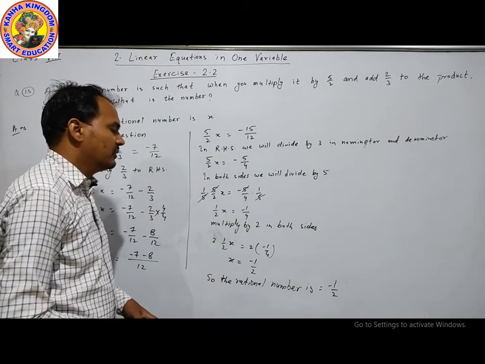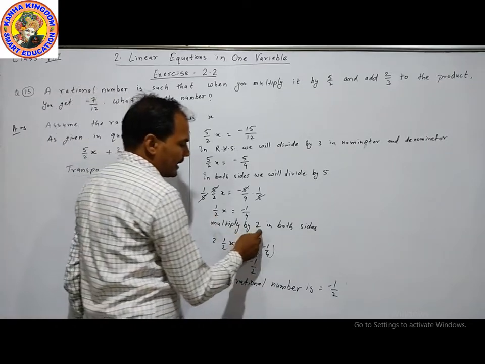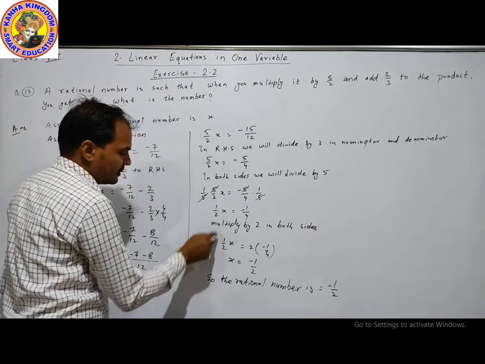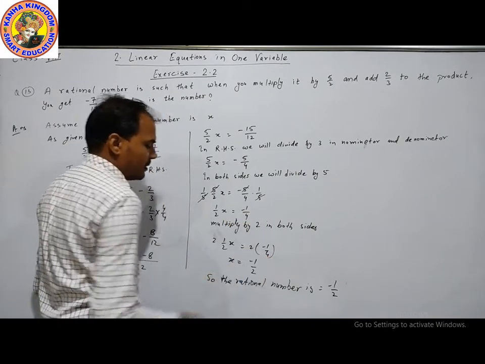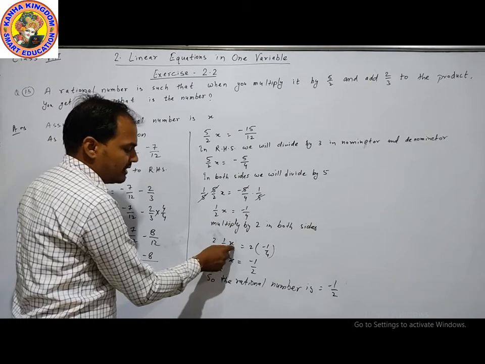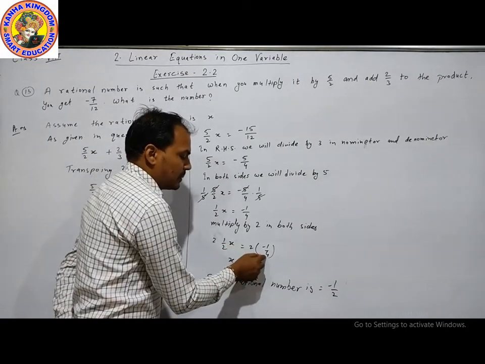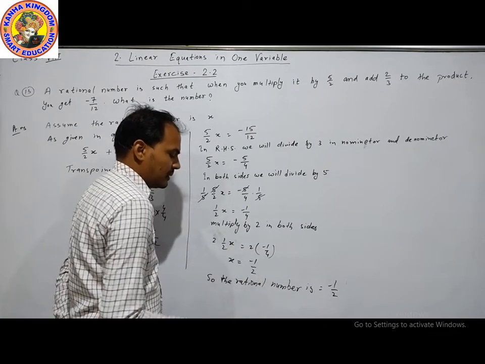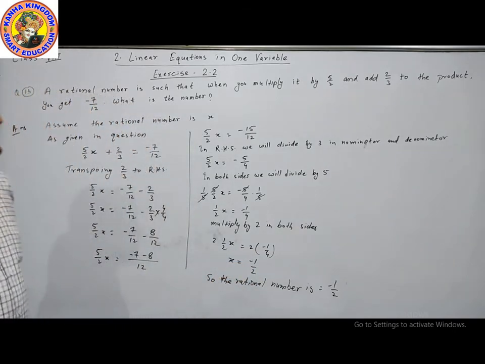This 2 is in the divide part, so we will multiply by 2 in both sides. The left hand side will multiply by 2 and the right hand side will multiply by 2. 2 and 2 cancel, then remaining is x. 2 can cut 4 by 2 times, so x is equal to minus half. The rational number is minus half.